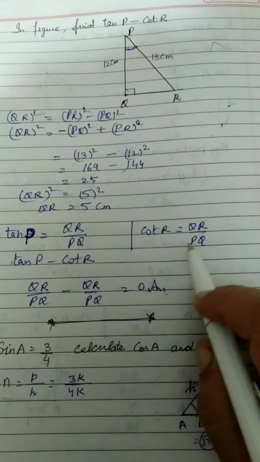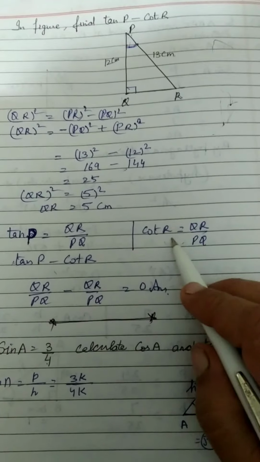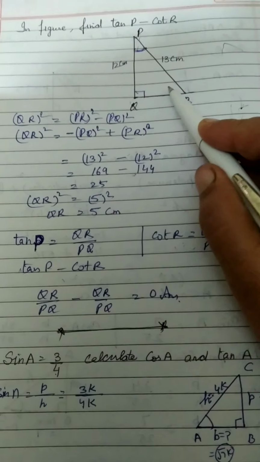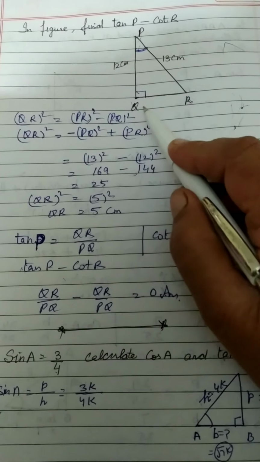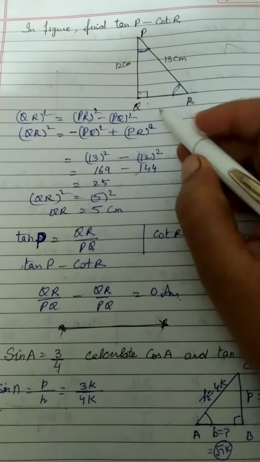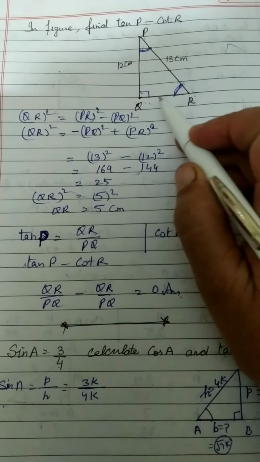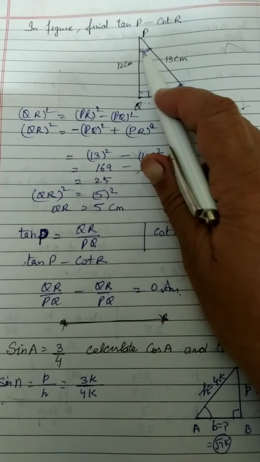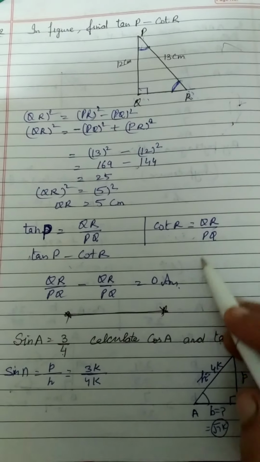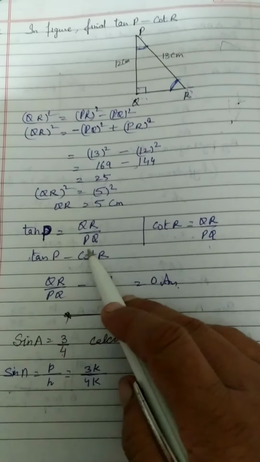Now we are to find cot R. Cot R is base upon perpendicular. For cot R, the base angle is R. If the base angle is R, then perpendicular is PQ and base is QR. For that, cot R will be base upon perpendicular, meaning QR by QP. Cot R is again QR by QP and tan P is QR by QP.